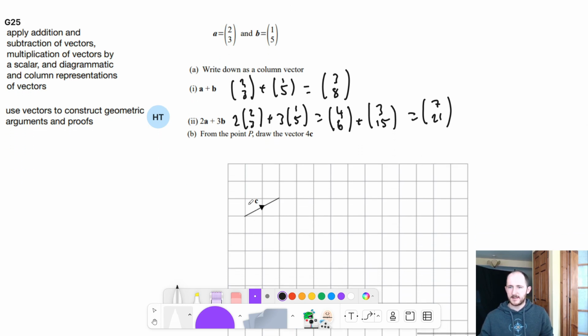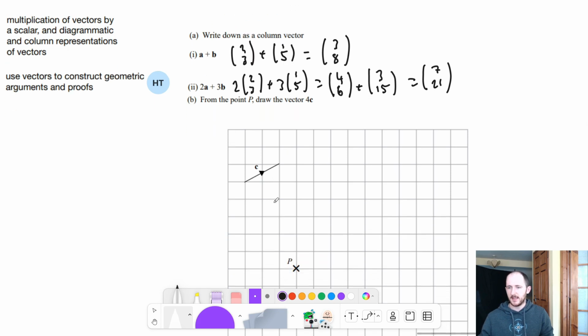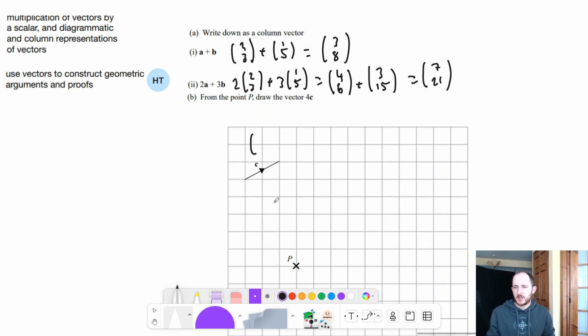It says here, this vector C is drawn here. So as I can see, the vector is just 2 to the right and 1 up, so that's 2 and 1. And it says draw the vector 4C.